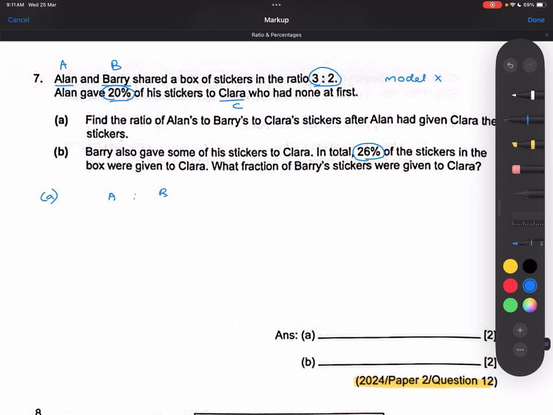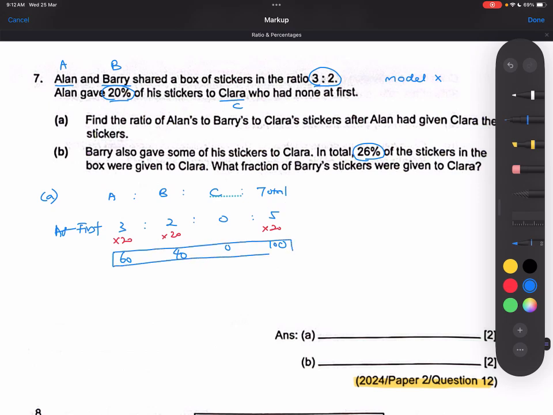A is to B to C, total. At first, A is to B is 3 is to 2, and C has nothing, 0. Now, given that we know we are going to move into percentages later, I'm going to change the base to 100, times 20. This gives me 100, 0, 40, 60. Note that we have not done anything with this question yet except to change the base of the ratio.